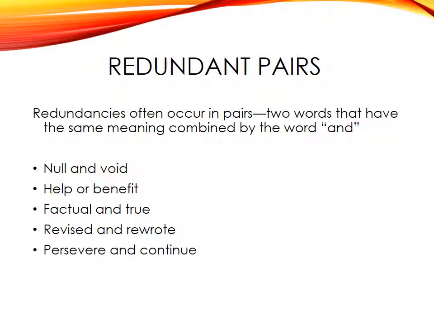Okay, redundant pairs. That's another thing that makes things unclear and not very concise. It's when you have two words that mean pretty much the same thing, so we can use one instead of both. Null and void is something we hear all the time. They both mean exactly the same thing. Help or benefit both mean exactly the same thing. Choose one. You don't need both of them.